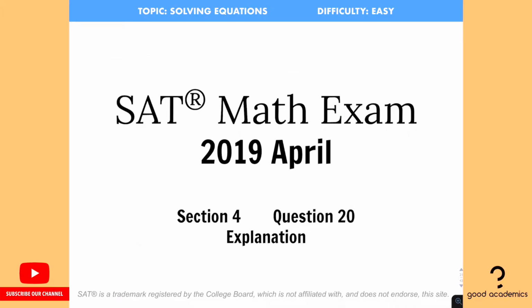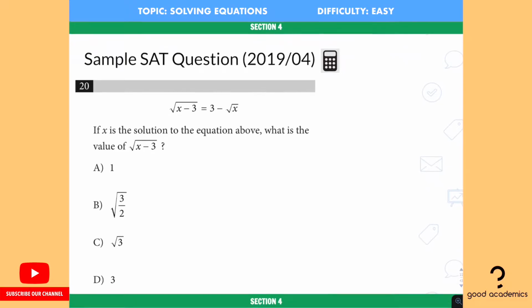Hello, in this video we will go over the 2019 April SAT exam, Section 4, question 20. Now this question looks a little bit weird because you can see the square root on both sides. So the question asks, if x is the solution to the equation above, what is the value of x minus square root of x minus 3?